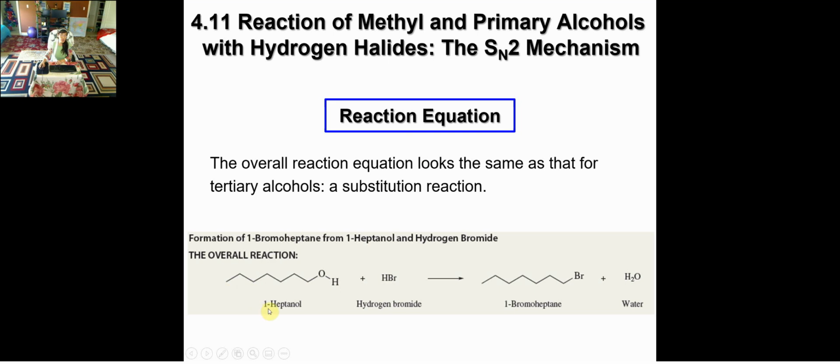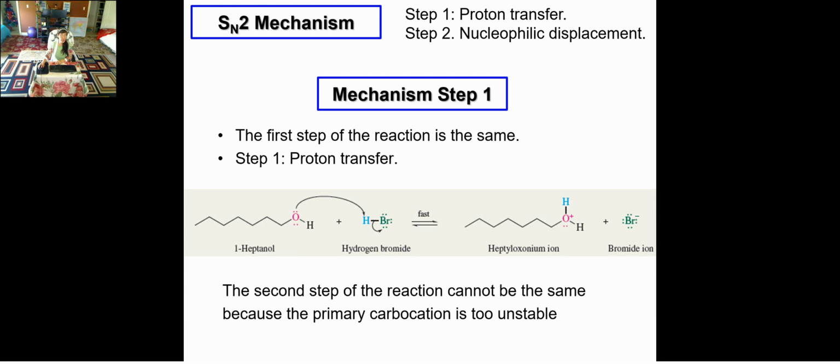If we have 1-pentanol reacted with hydrogen bromide, you simply replace this OH by Br. You form 1-bromoheptane and water. This reaction is going to go through what we call the SN2 mechanism. So what happened? Let's take a look. This SN2 mechanism involves 2 steps.